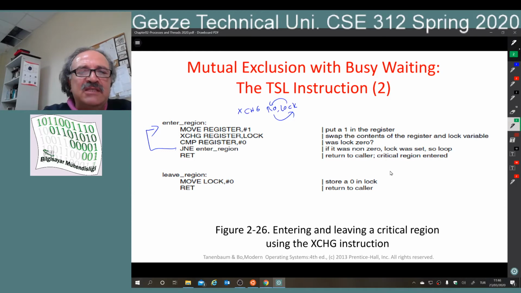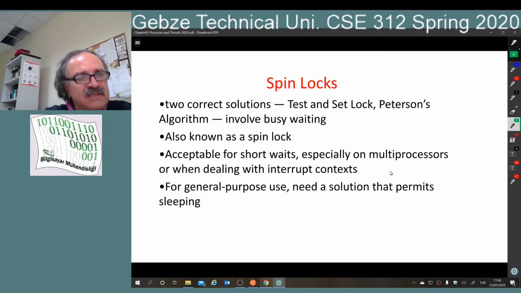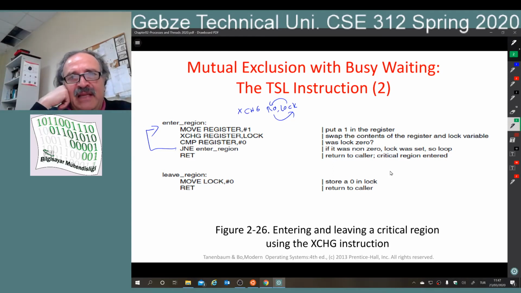So let's look at this problem. Spin locks are acceptable for short waits, especially on multiprocessors, but for longer ones, we need a solution that says, I'm going to sleep. You'll tell the operating system that I'm going to sleep until this lock is ready. Let's try to design something for our operating system to eliminate the spin locks, or at least to reduce the effects of the inefficiencies of the spin locks.